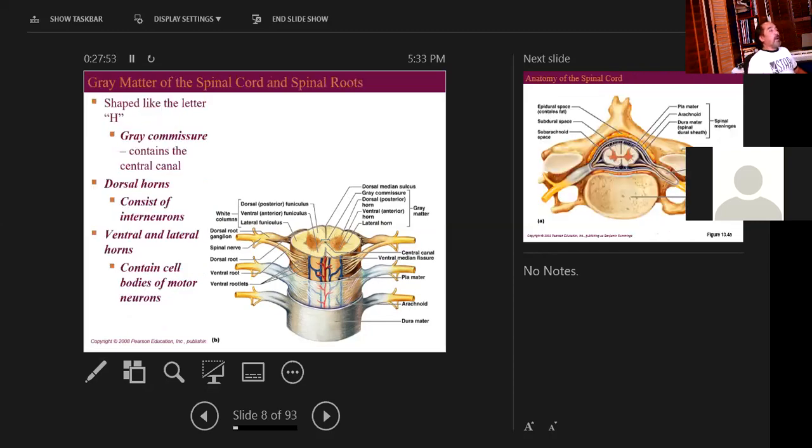Okay, now let's take a look at the gray commissure. We talked about the gray commissure, in which inside of it is going to be the central canal. It's shaped like the letter H of the gray matter. So the dorsal horn is actually the one that connects the interneurons, and the ventrolateral horns contain cell bodies of your motor neurons. Interneurons are just connections out from the dorsal horn, sensory, into the motor directly, such as your reflex. But the ventrolateral horn, most of them are actually called motor neurons, cell bodies of motor neurons.